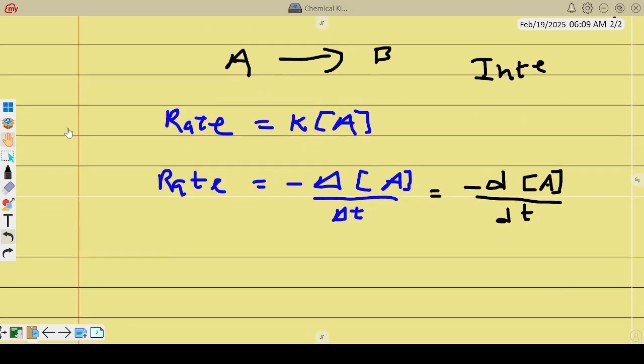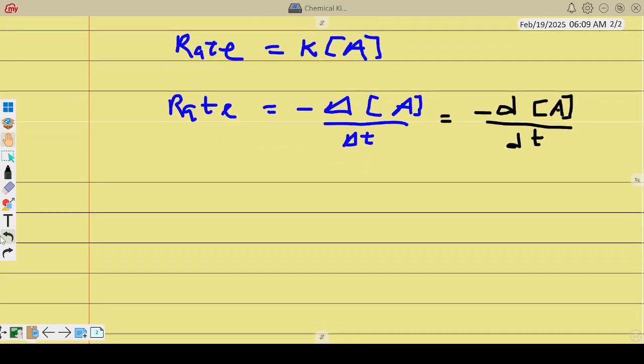So what we're going to do now is equate the two. We're going to say the rate law will be equated to the rate expression. So rate law is equal to rate expression. So what is the rate law?